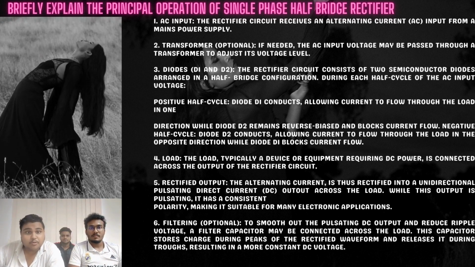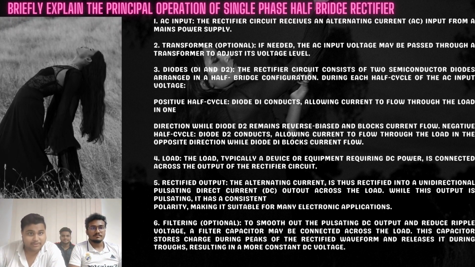Briefly explain the principal operation of a single phase half bridge rectifier. AC input. The rectifier circuit receives an alternating current AC input from a mains power supply. Transformer. If needed, the AC input voltage may be passed through a transformer to adjust its voltage level. Diodes, diode 1 and diode 2. The rectifier circuit consists of two semiconductor diodes arranged in a half bridge configuration. During each half cycle of the AC input voltage, positive half cycle.